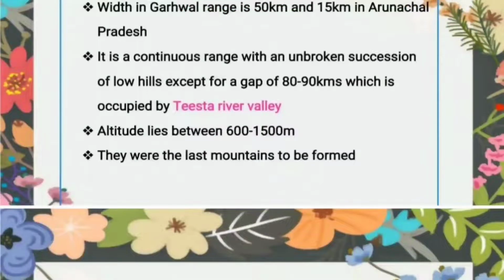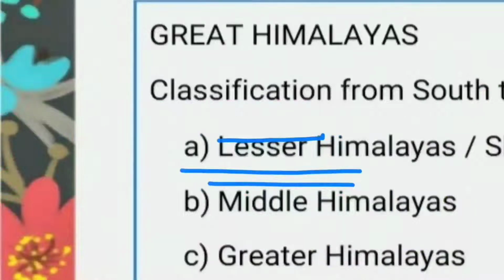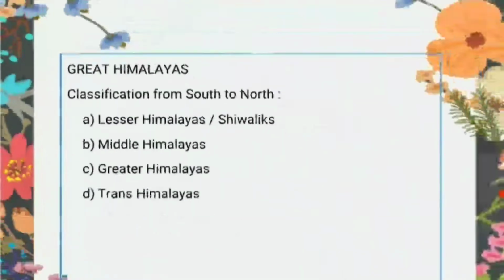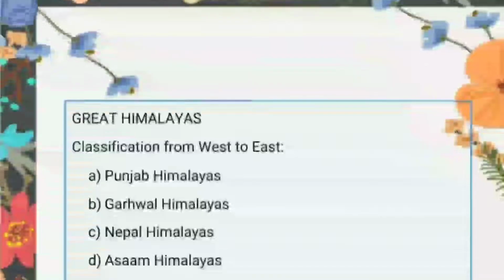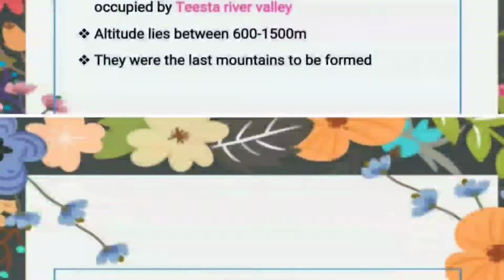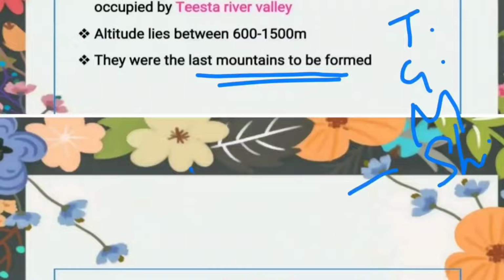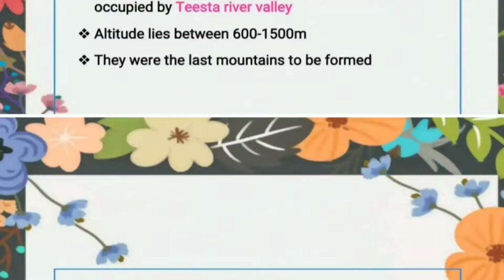Now the altitude lies between 600 to 1500 meters, and these were the last mountains to be formed. That means the first formed mountains are the Trans Mountains, then the Greater Himalayas, then the Middle Himalayas, and at the last we have the Shivaliks. They are also called the Lesser Himalayas as well.